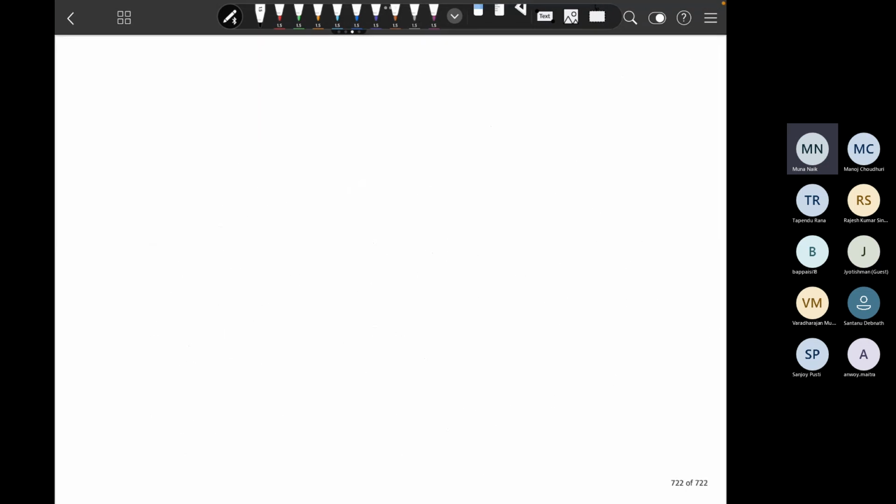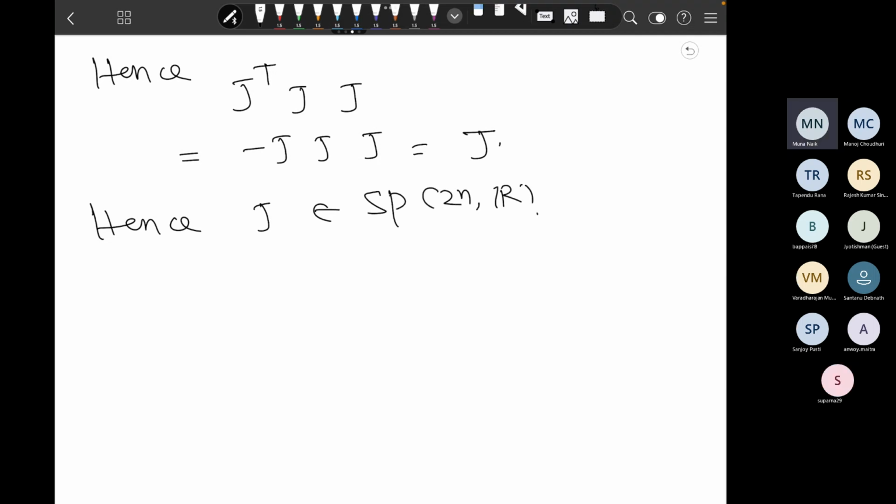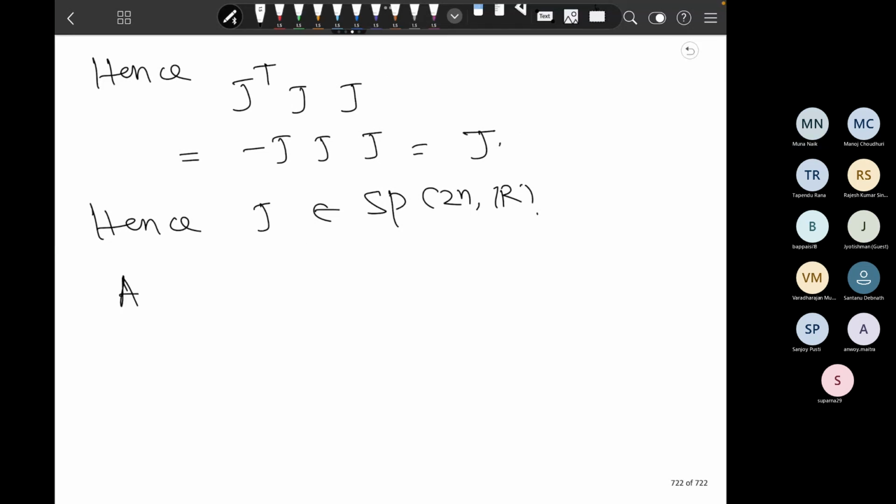Hence if you look at this thing, J transpose J J. So J transpose is equal to minus J, and J into J, use the fact that J square is equal to minus identity. So that means this is really J. Hence this J belongs to Sp(2n,R). Minus J defines this group Sp(2n,R). You have remembered this thing.